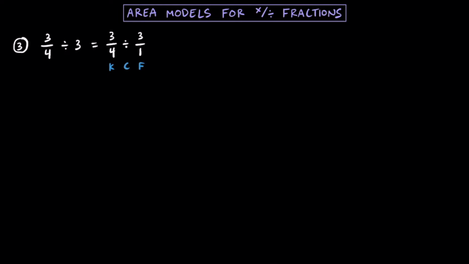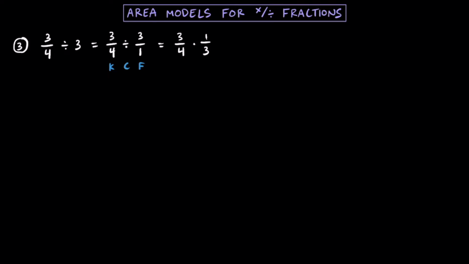So we keep the first fraction, and then we change division to multiplication, and then we reciprocate the second fraction. So it's going to be 3/4 times the flipped version of the second one. So if we go ahead and rewrite it like this, we can then go ahead and solve this, right?